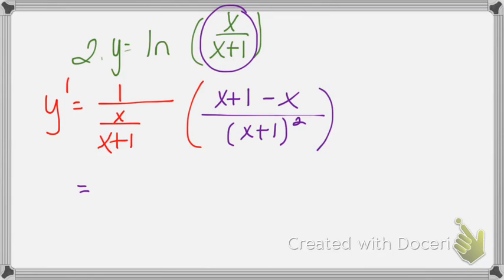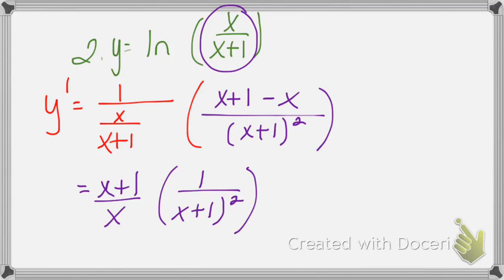Now, 1 over a fraction, you can just take the fraction and flip it. You could have done 1 times and then flip the second one to see it, but that's what happens there. And then here we get 1 over x plus 1 squared. One of these will cancel, and we'll get 1 over x times x plus 1.